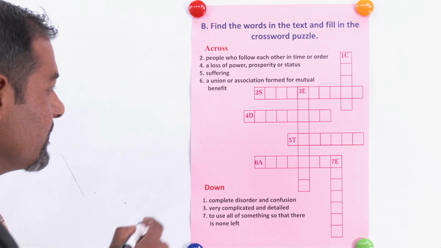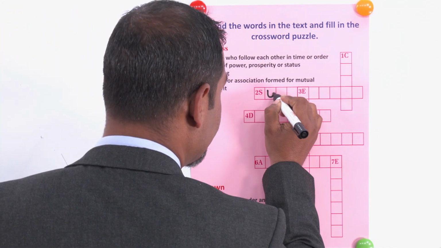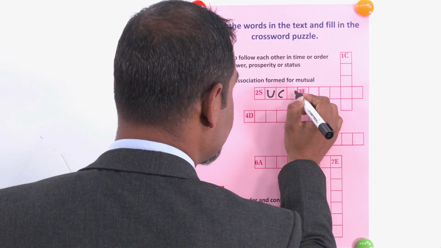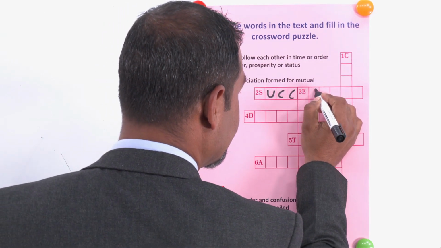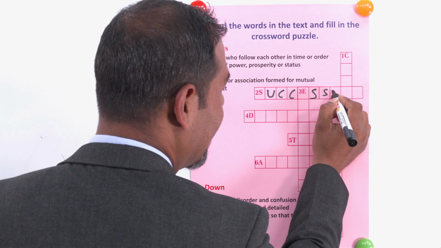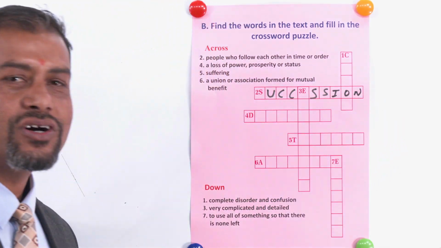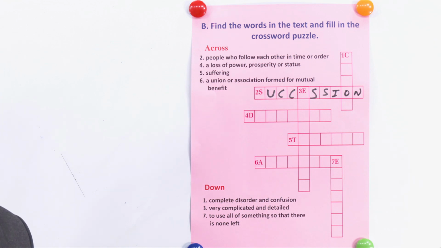And what's the spelling? S-U, then what? S-U-C-C-E-S-S-I-O-N. Succession. So you are right. Have you written it? Good.